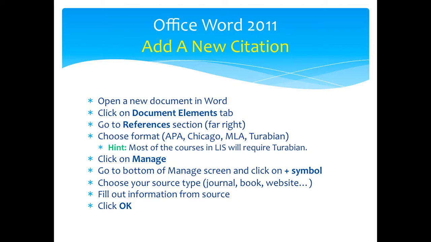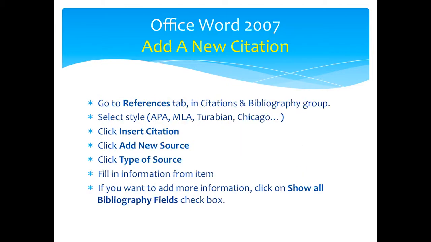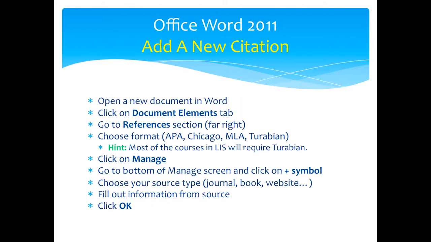If you use Office 2011 or Office 2007, it's going to change a little differently. It's just the way you find it that is going to change, but it's pretty much the same. So in 2011, you're going to open a new Word document, click on the Document Elements tab, go to the References section, choose your format, so that could be APA, Chicago, MLA, or Turabian. And in your LIS courses, you're going to be required to use Turabian most of the time.